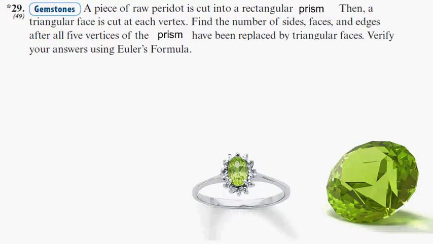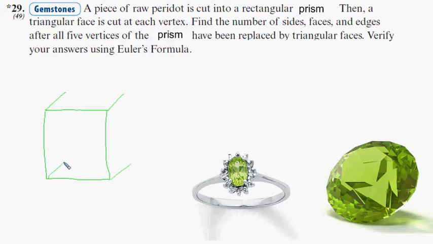Problem 29 is asking us to find the number of sides, faces, and edges after this pretty gemstone. I did not know that peridot, that's how it's pronounced, peridot is this pretty green. But we've been told that it's cut into a rectangular prism. So that's what I'm going to start out with, just a sketch of the rectangular prism.